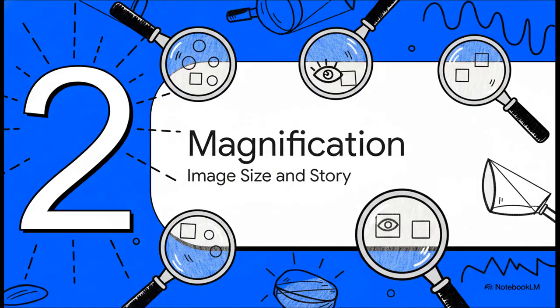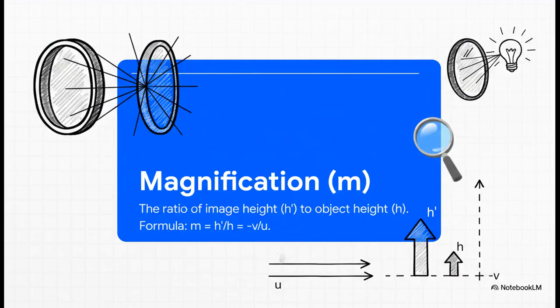All right, so now we know where the image is going to show up. But that's only half the story, isn't it? What's it going to look like? Is it going to be bigger, smaller, maybe even upside down? This brings us to the next big piece of the puzzle, magnification. So magnification, which we just call m, tells us exactly that. It's just the ratio of the image height to the object height.